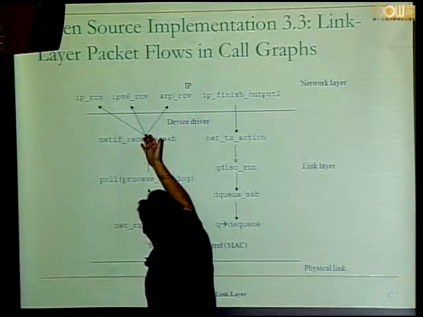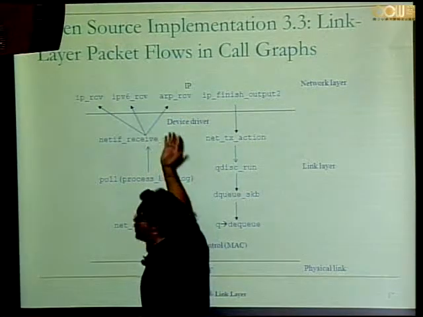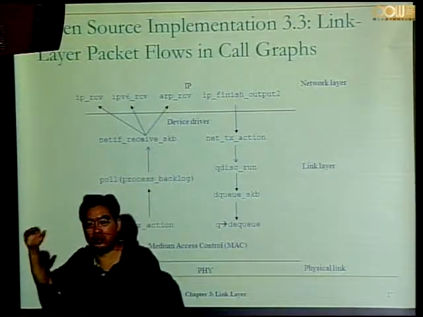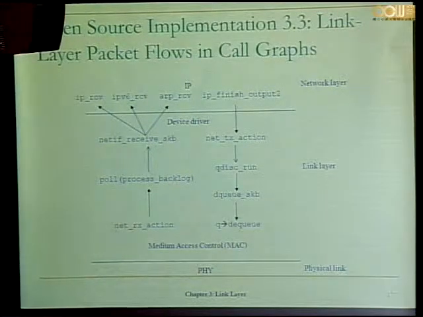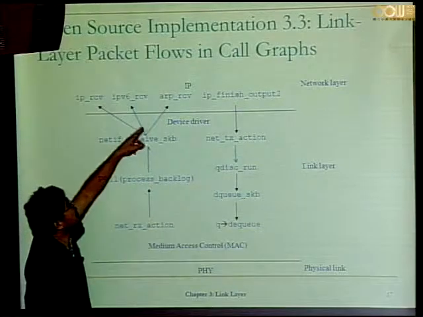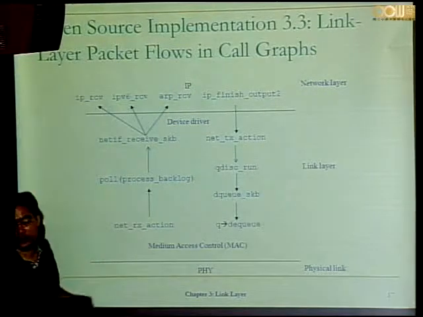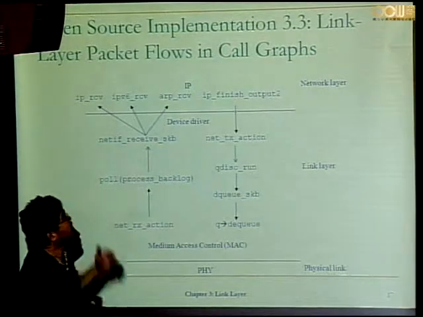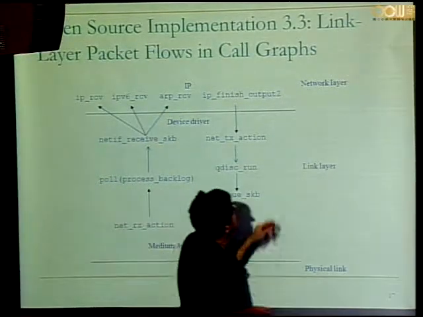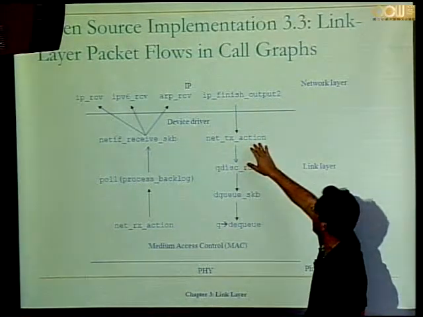And then at this point, it needs to decide which function to call in the IP layer. If it's an IP packet inside the payload, within my frame, then I call this function. If it's an IPv6 packet, I call this. If it's not, and it's an ARP request, then I call this function. Okay, that's incoming.